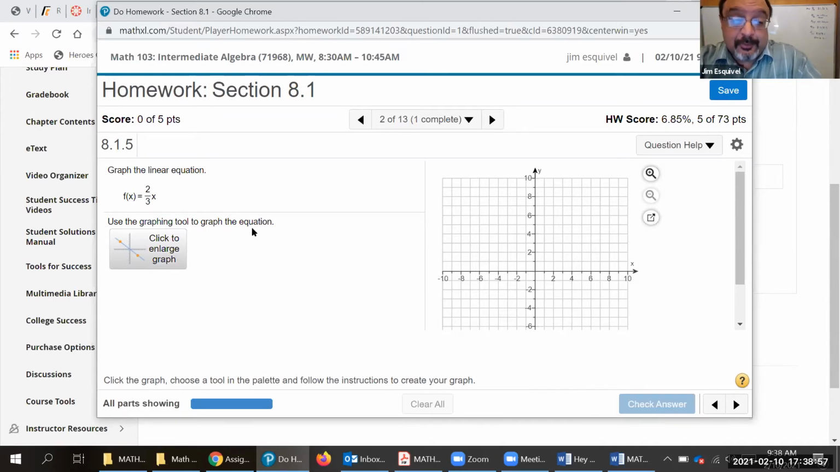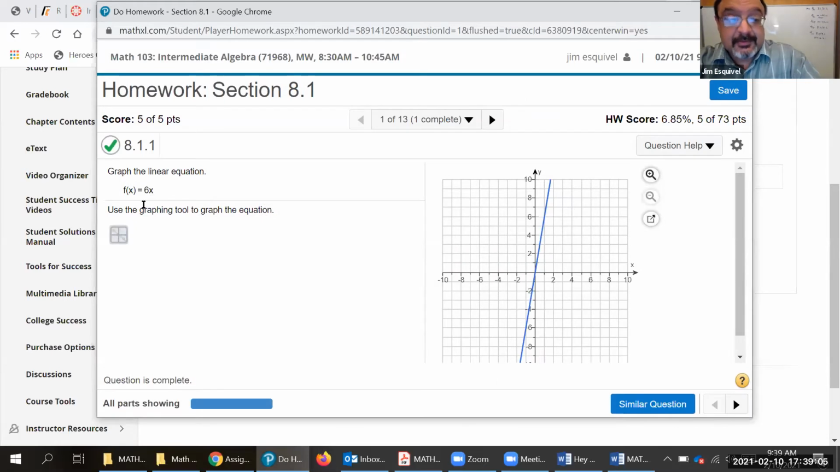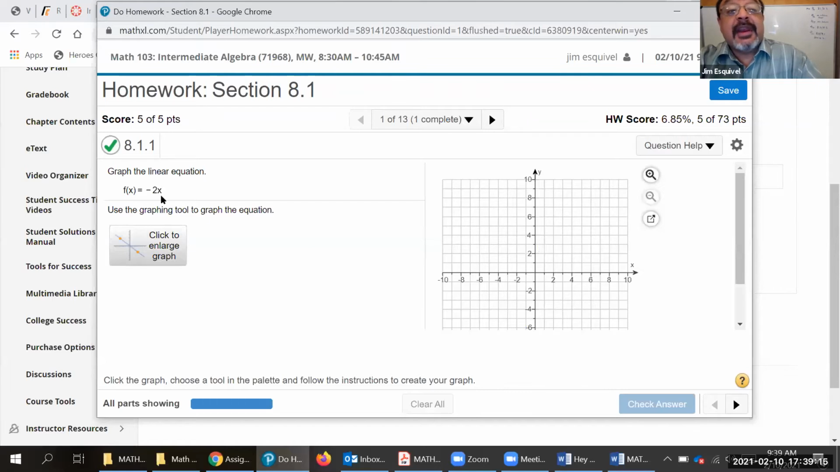Now, when you have different problems, they're basically the same question, but somebody might have 5x, somebody else might have a 3x, somebody else might have a 2x, somebody might have a 6x. So if I click on similar question, somebody might have a negative 2x. So the slope here is -2 and the y-intercept is 0. So the slope being -2, I need a fraction because I want rise over run. So I would make my slope -2 over +1.